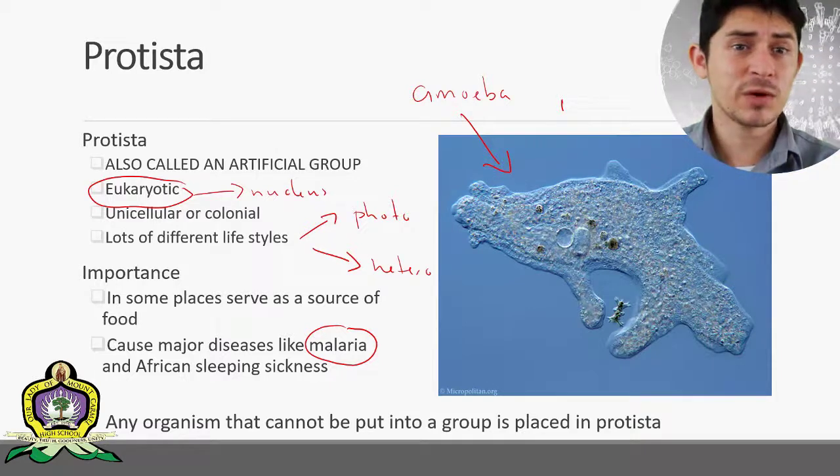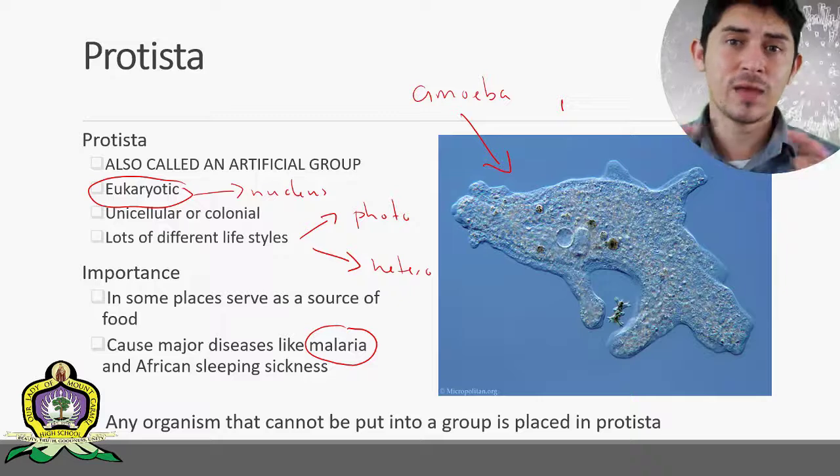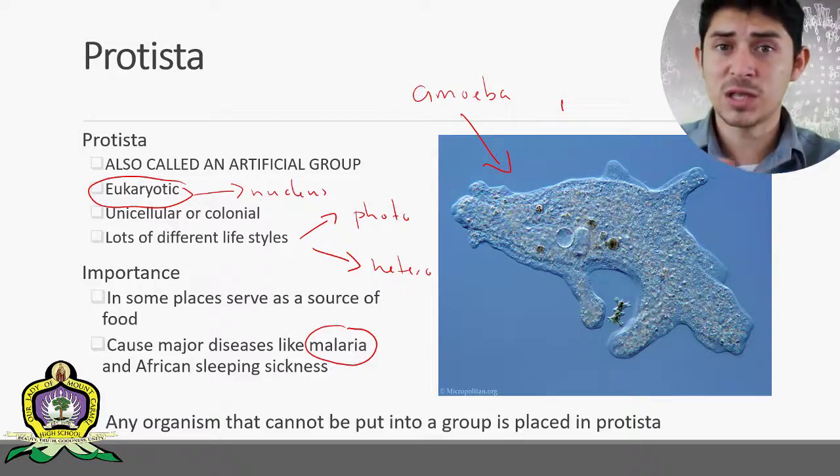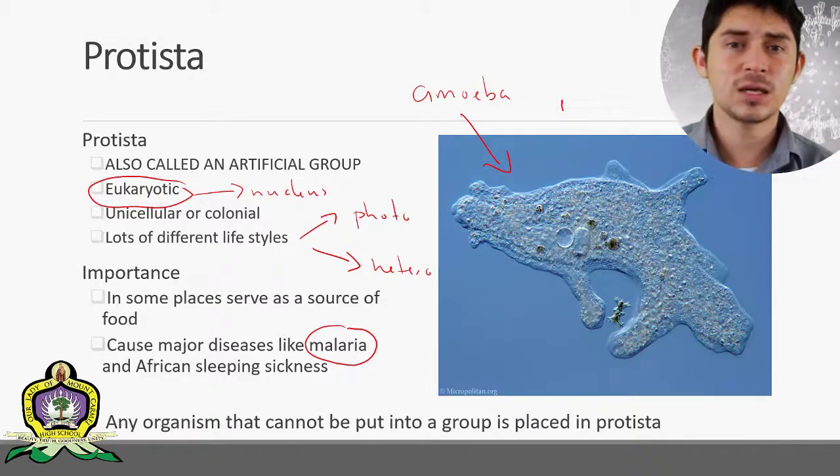And what are some characteristics? They are an artificial group, meaning that all of them are substantially different from each other. One thing that unifies all of them is that they are all eukaryotic. That is the kingdom Protista.